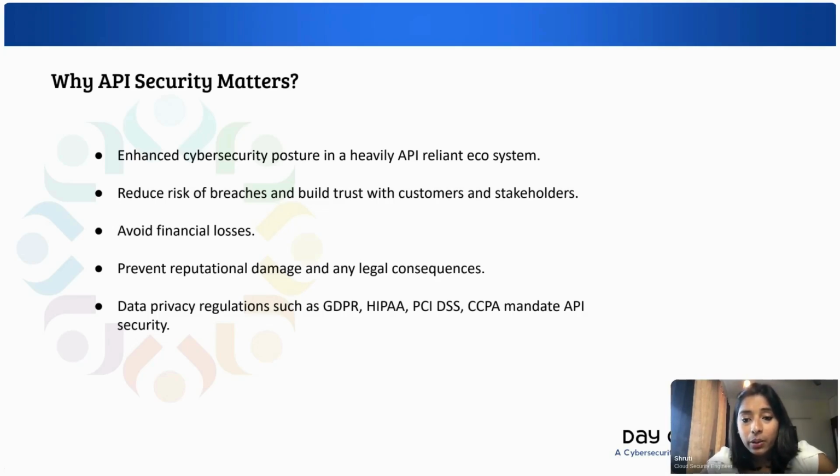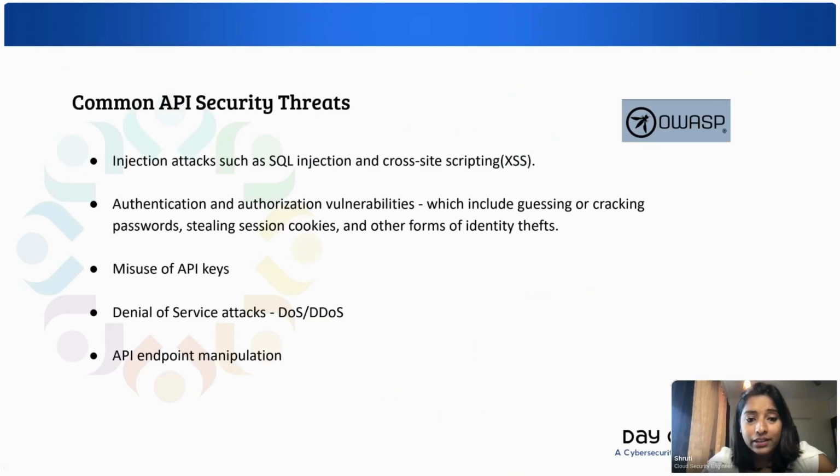Next slide is about common security threats. API holds the keys to a lot of valuable information, and if not properly secured, it can potentially expose sensitive data, which is very dangerous. There are many API security risks that businesses and organizations should protect against.